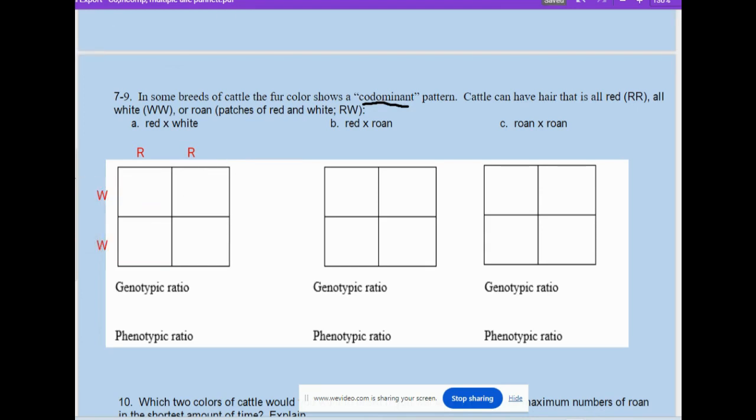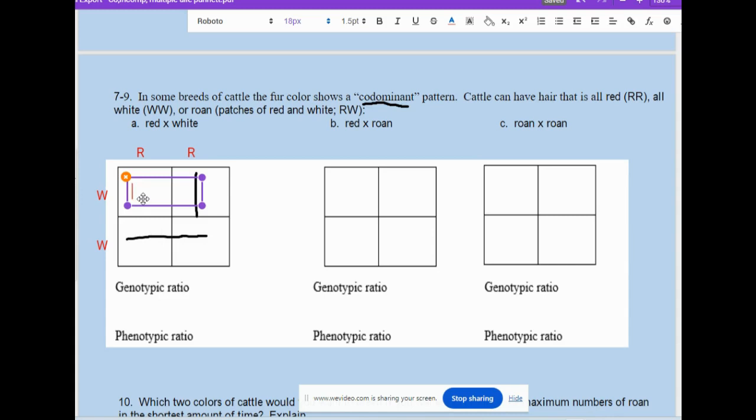All right, so this one's super easy because these are both W's. I can cross one out. Since these are both R's, I can cross that out. And so I just got one square. R from the top, W from the left. Genotypic ratio. 100% of these baby cows, these calves, will have the genotype of RW.